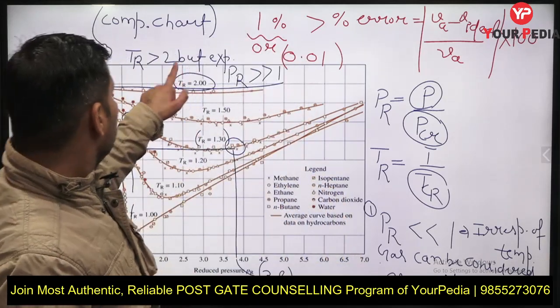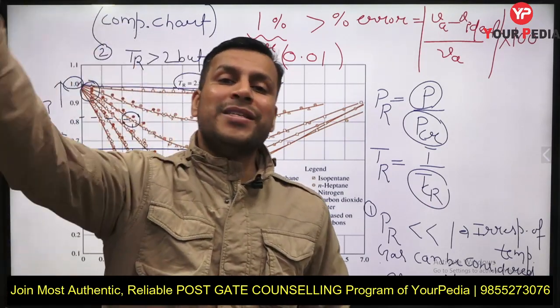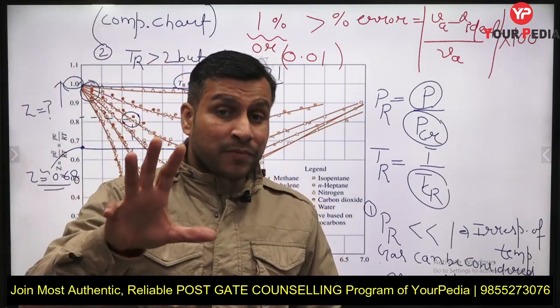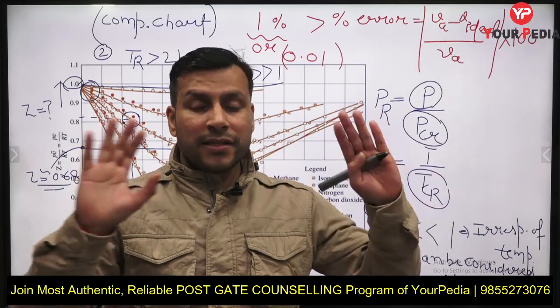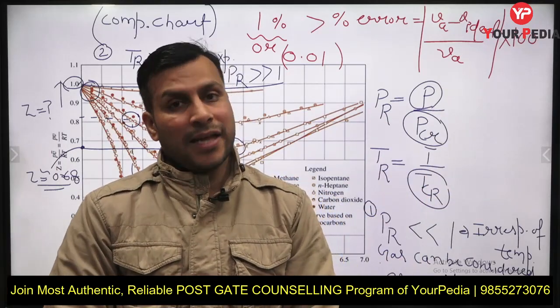This is first conclusion. This is second conclusion. If the reduced temperature is greater than 2, except the pressure is not going to be very high, then also you can consider gas as an ideal gas.